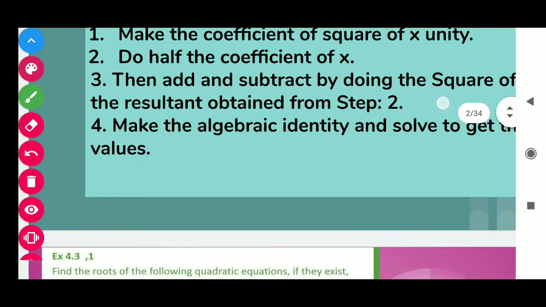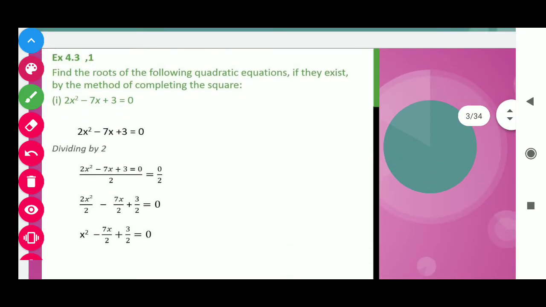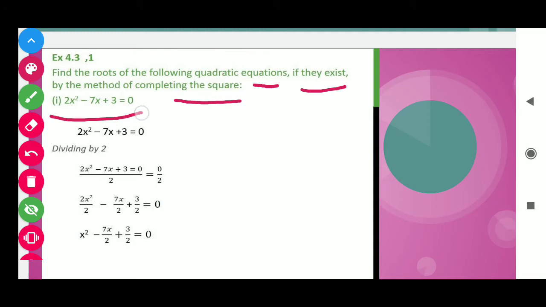The next question, here we have question number first, exercise 4.3. Find the roots of the following quadratic equations if they exist by the method of completing the square. So students, here we have the first part. You can see this quadratic equation. In the previous lectures I have explained you the method to find the roots of quadratic equation by factorization. But students, here you have to use the completing the square method.